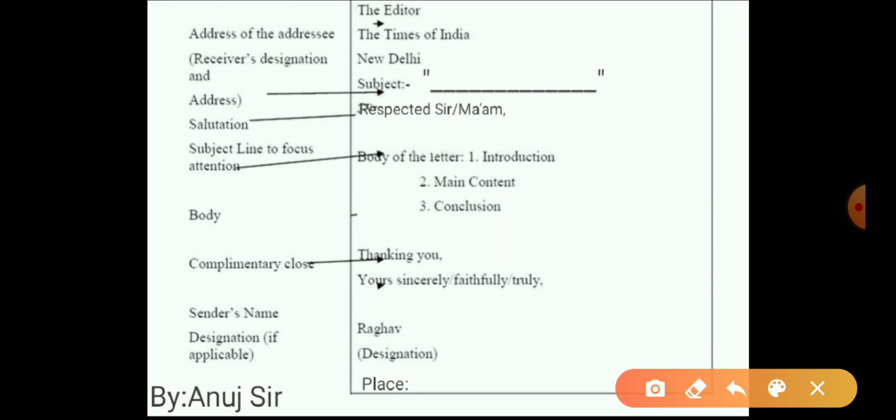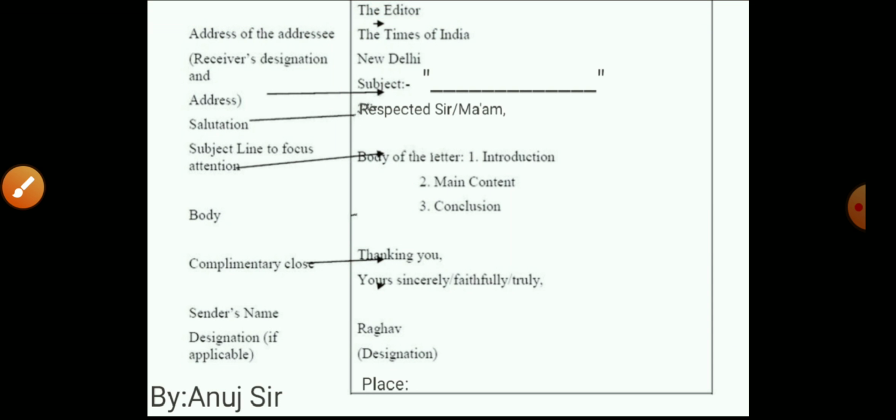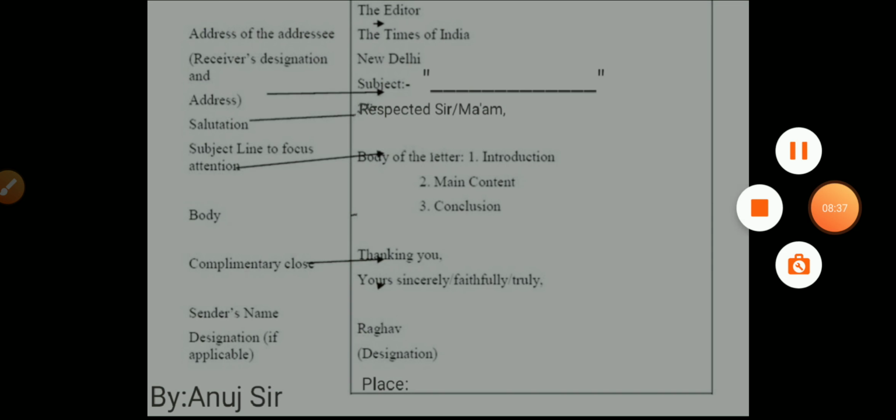And remember one thing, there should not be any kind of error in the letter, because a letter is a formal thing. Okay, that's it for the letter. I will send you a question and you will have to write the answer to it. You will have to write a letter.